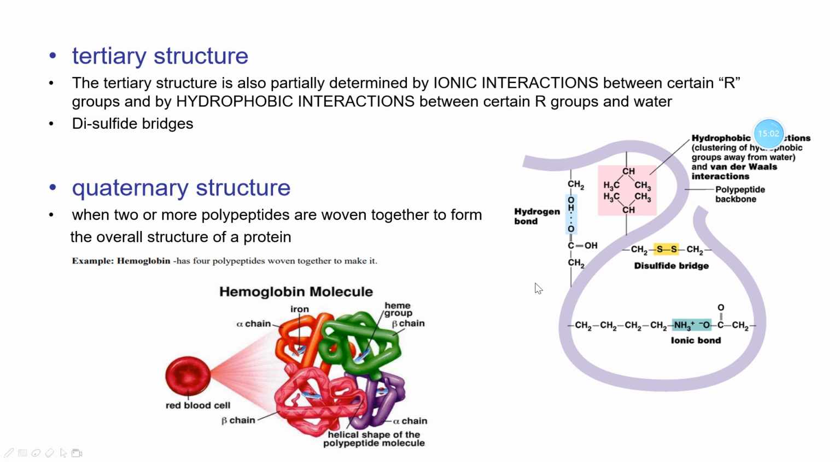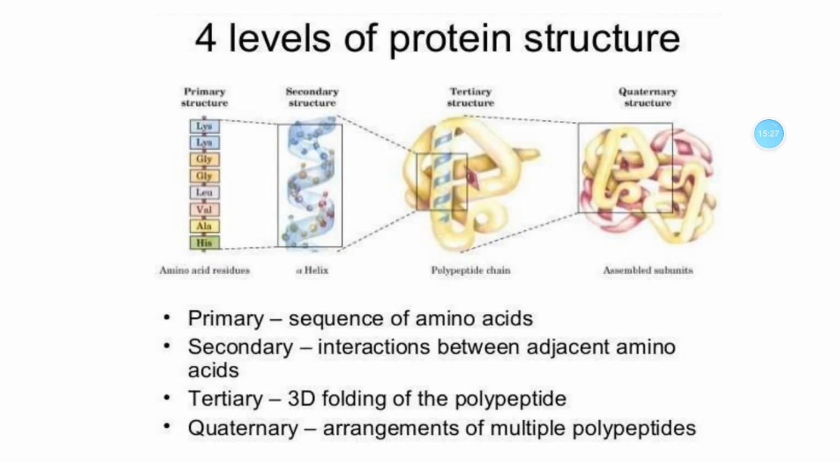And the last one is the quaternary structure, the most complicated structure. It refers to two or more polypeptides woven together to form the overall structure of a protein. Like this is the example of hemoglobin. It has four polypeptides woven together to form the hemoglobin. So this is the summary of four levels of protein structure.